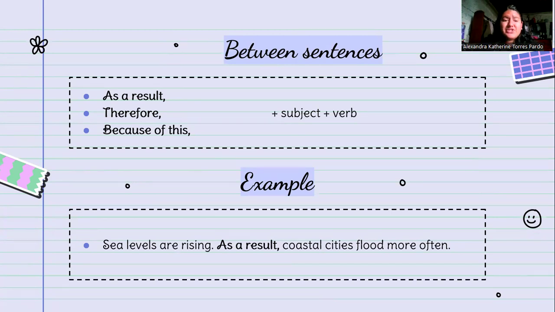Another example is children spend too much time indoors. Therefore, they do not get enough exercise or vitamin D. These cohesive devices are used as a transition that help to give continuity and coherence to the text.